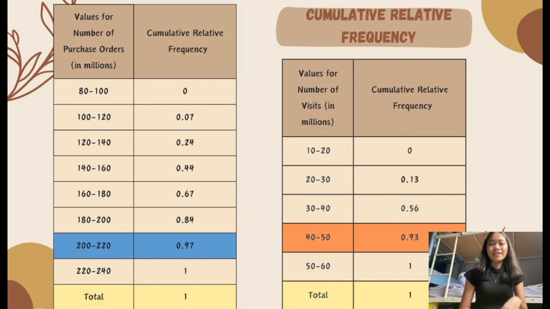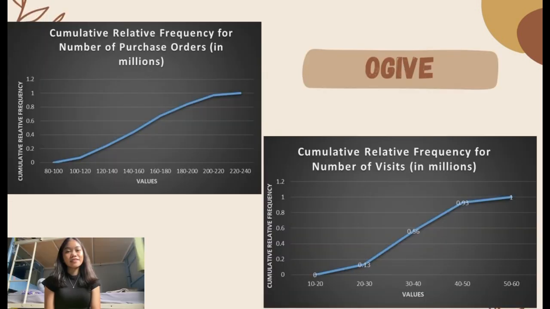For the next part, I will refer to cumulative relative frequency as CRF. These are the results for cumulative relative frequency for the two metrics. As you can see, CRF for number of purchase orders is higher than the number of visits. High CRF for number of purchase orders in an e-commerce website indicates that a significant proportion of users have made a certain number of purchases or more. Values ranging between 200 and 220 million out of the other 7 ranges, which is 0.97, is recorded as the highest CRF for number of purchase orders.